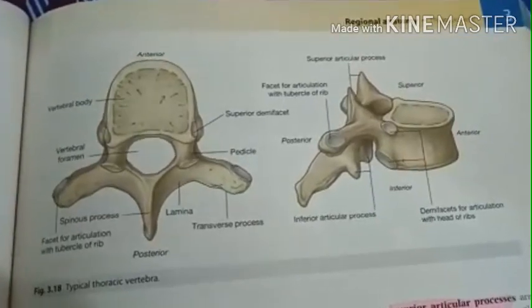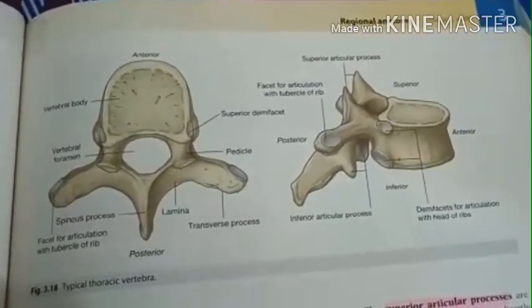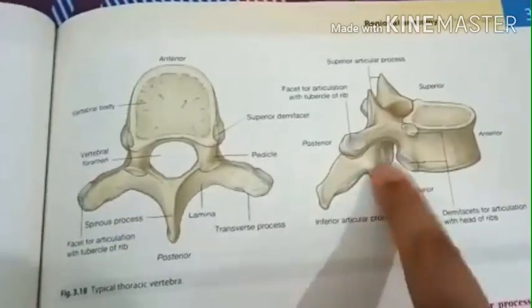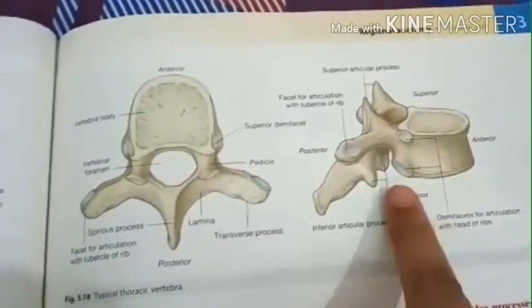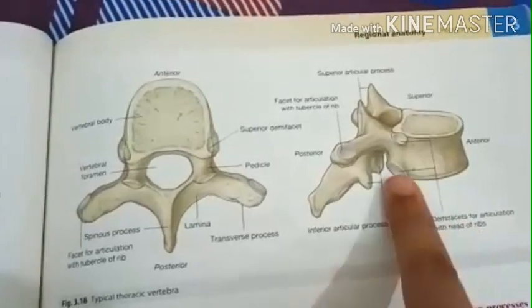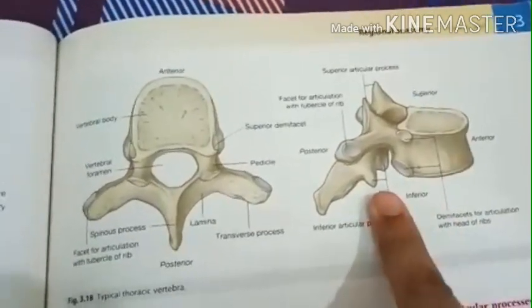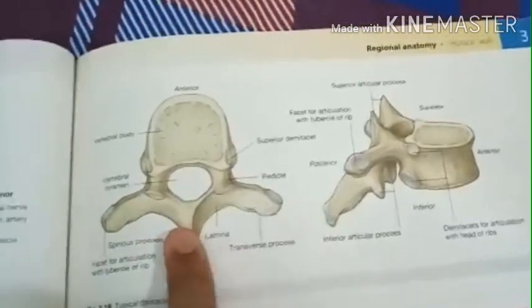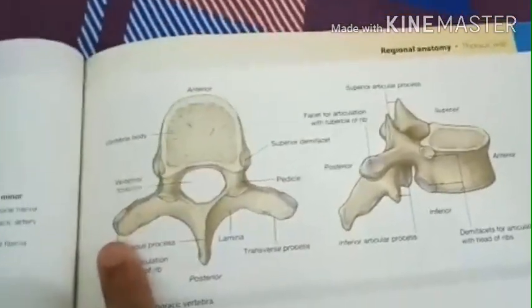You can see the superior articular process here, and there is also an inferior articular process. They are demifacets. A demifacet is a half facet. There are also articular facets on the transverse processes.